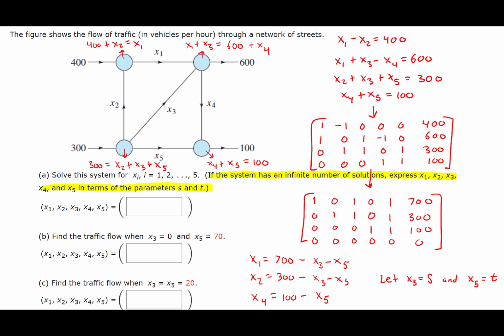Notice in part B and part C, they actually give us numbers for the traffic for x3 and x5. And so that means you have values for s and t. And that means you can figure out what actually x1, x2, x3, x4, x5 are as a single solution. But in its current form right now, what I have written down, there's an infinite number of solutions to this system of equations. So you need a little bit more information, like in part B. If you knew x3 is 0 and x5 is 70, then you could get one single solution for that system.